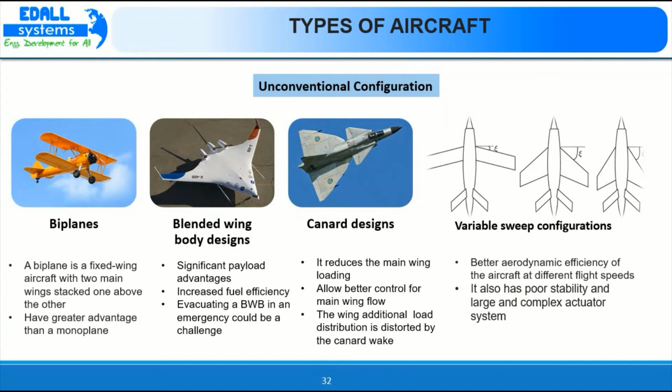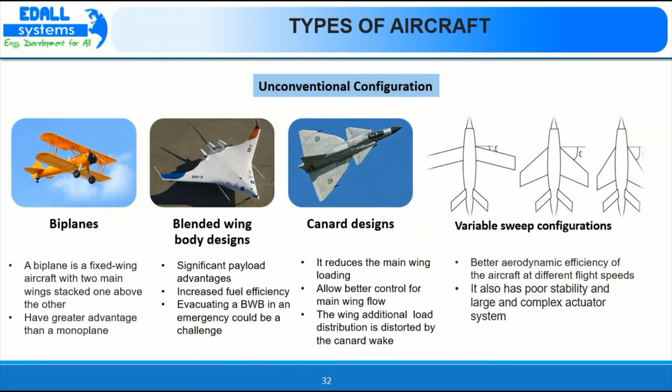So biplanes, the name itself says bi, that is two. It has two wings which are placed parallel to each other at a certain distance. The first flight was a biplane, and then it evolved from two wings placed parallel to two wings placed side by side of a fuselage. So this is the evolution we have seen from biplanes to the conventional aircraft which we see today.